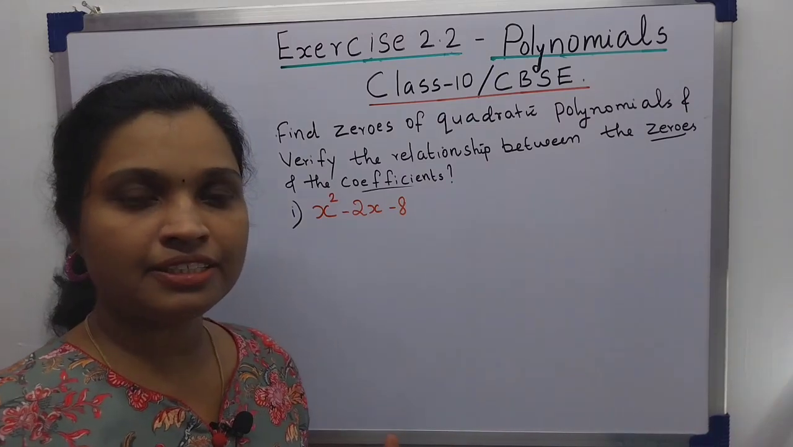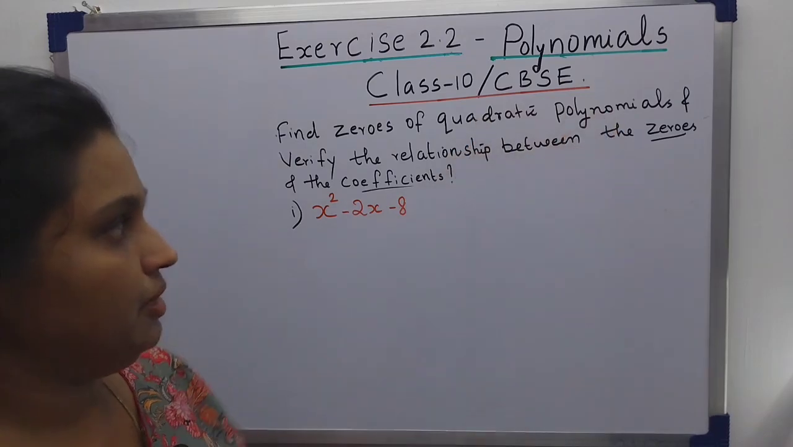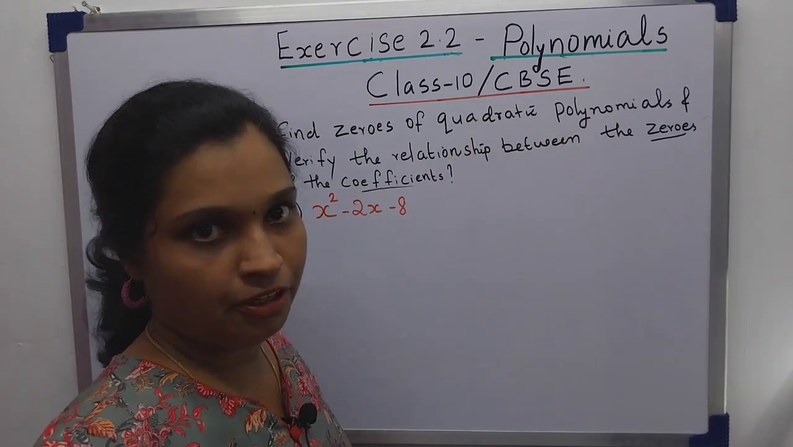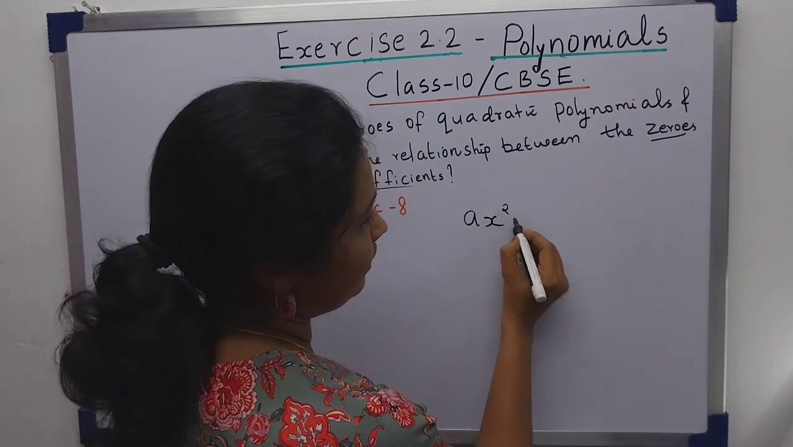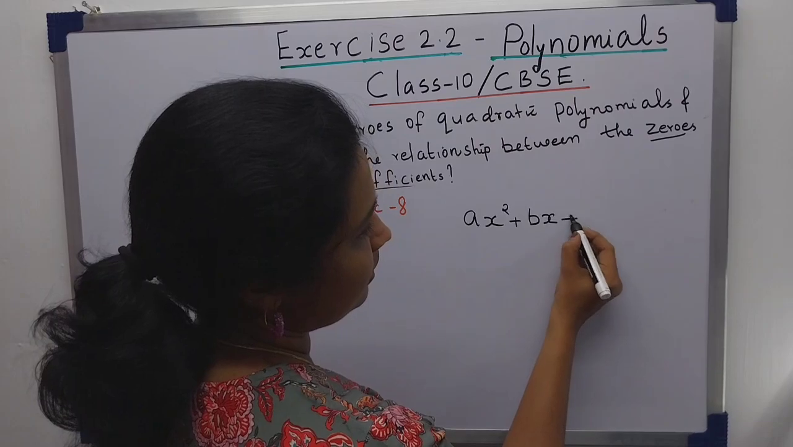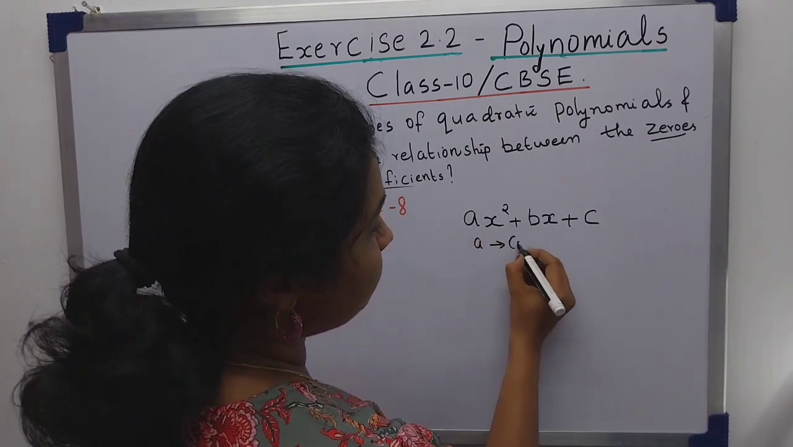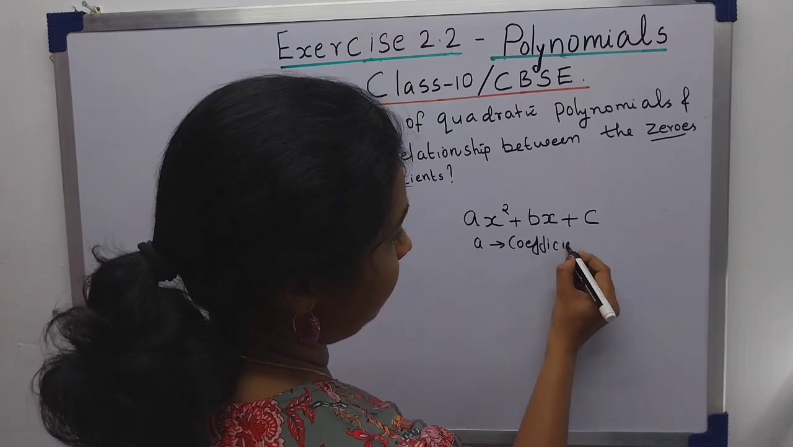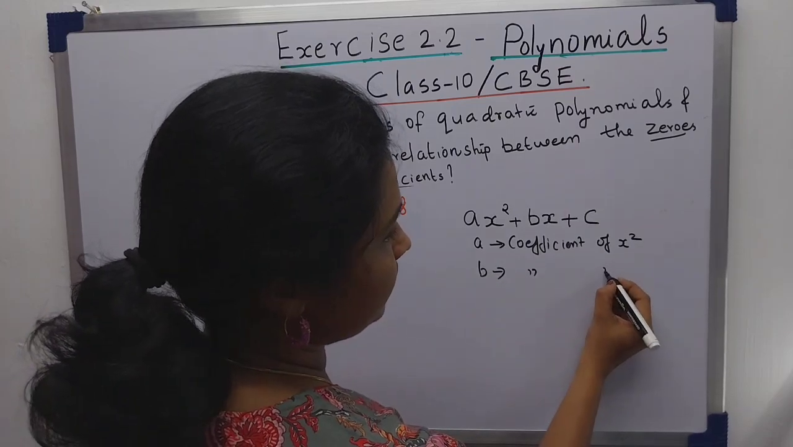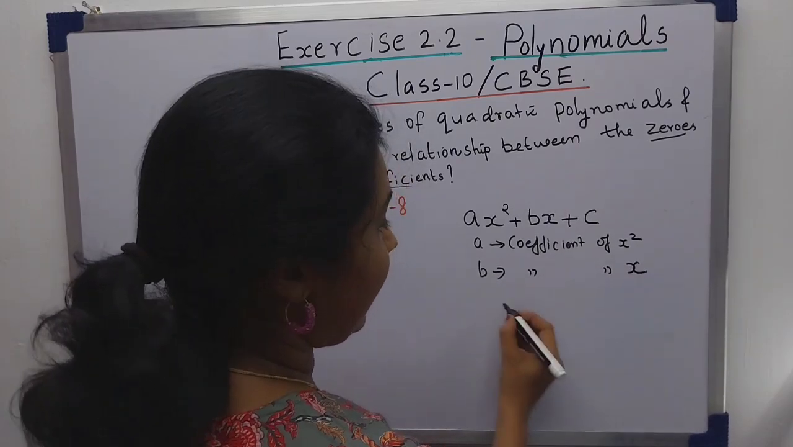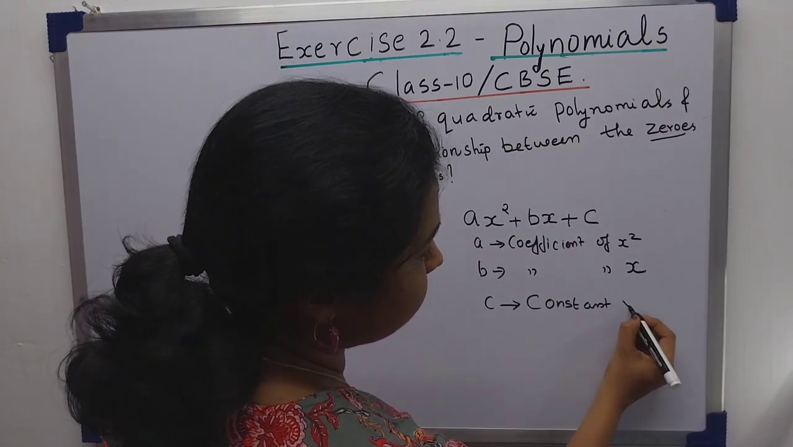Before that, let us understand some basic concepts regarding the quadratic polynomial. So what is a quadratic polynomial? The general structure of the quadratic polynomial is ax square plus bx plus c, where a is the coefficient of x square, b is the coefficient of x, and c is the constant value.